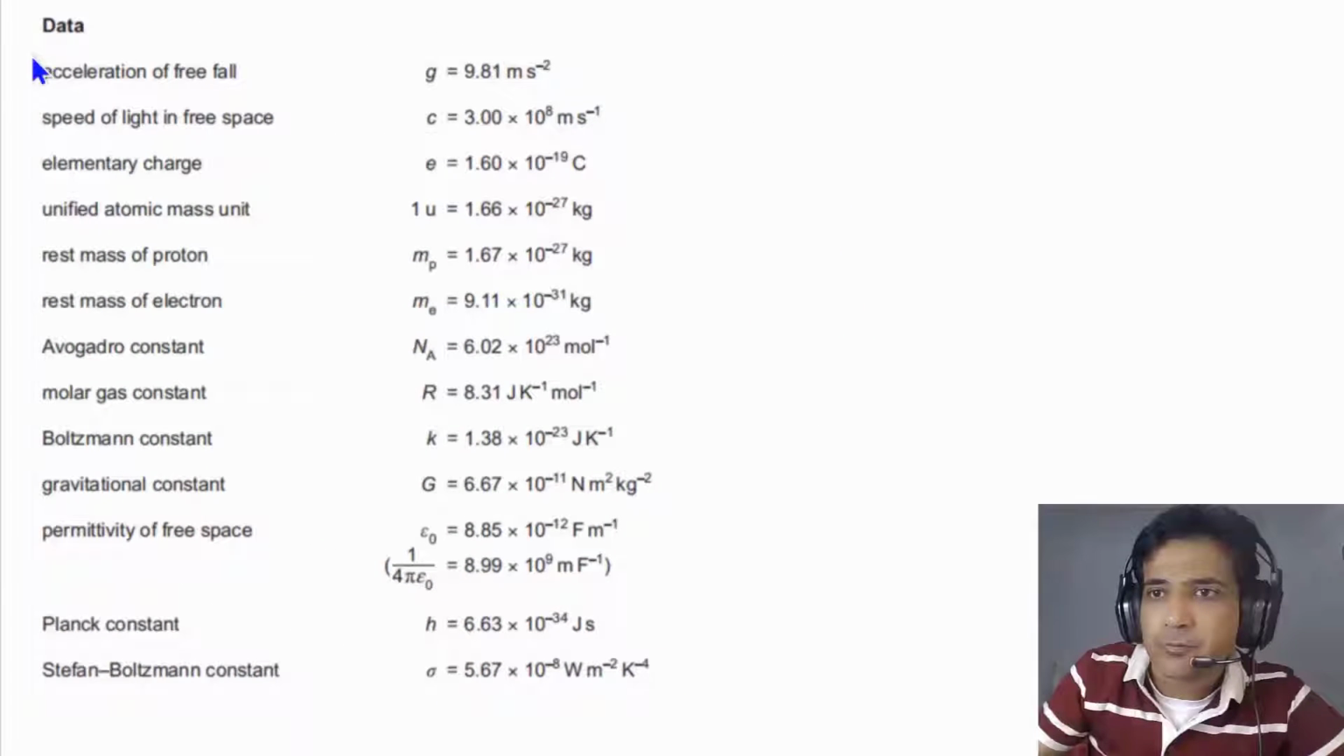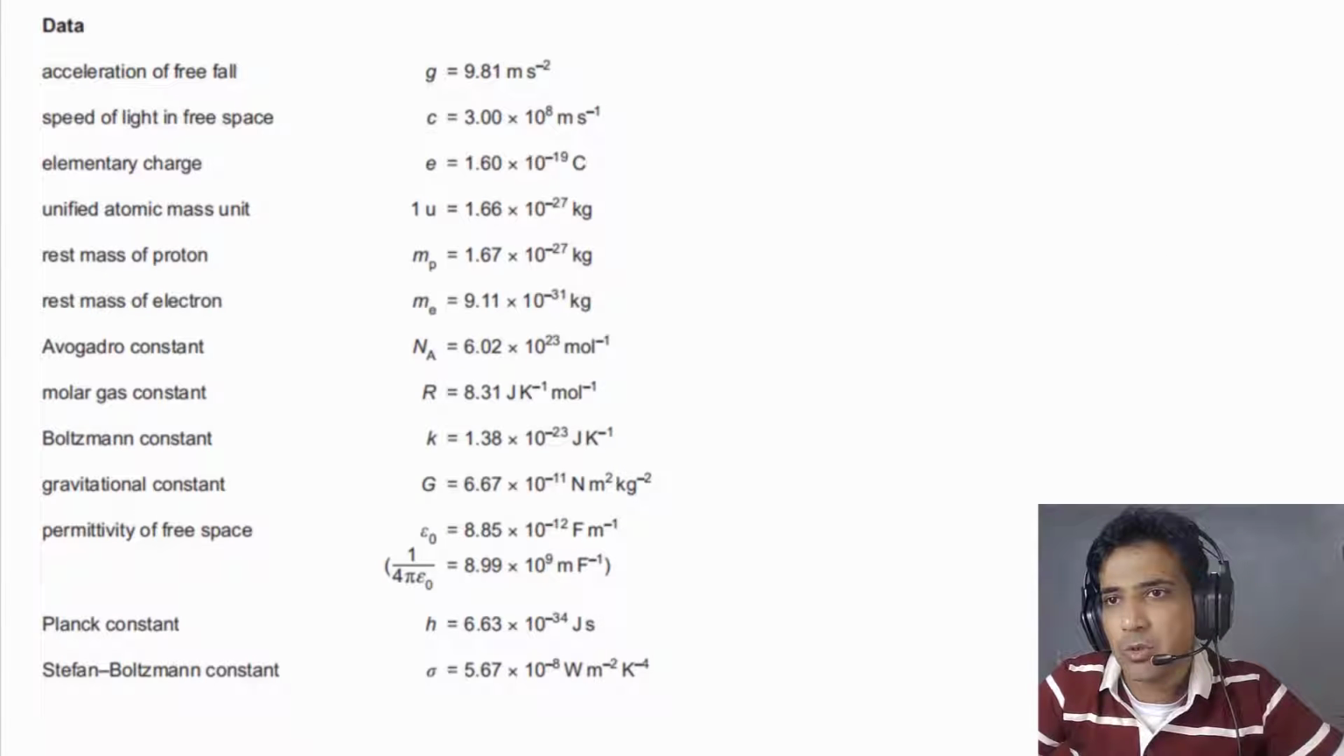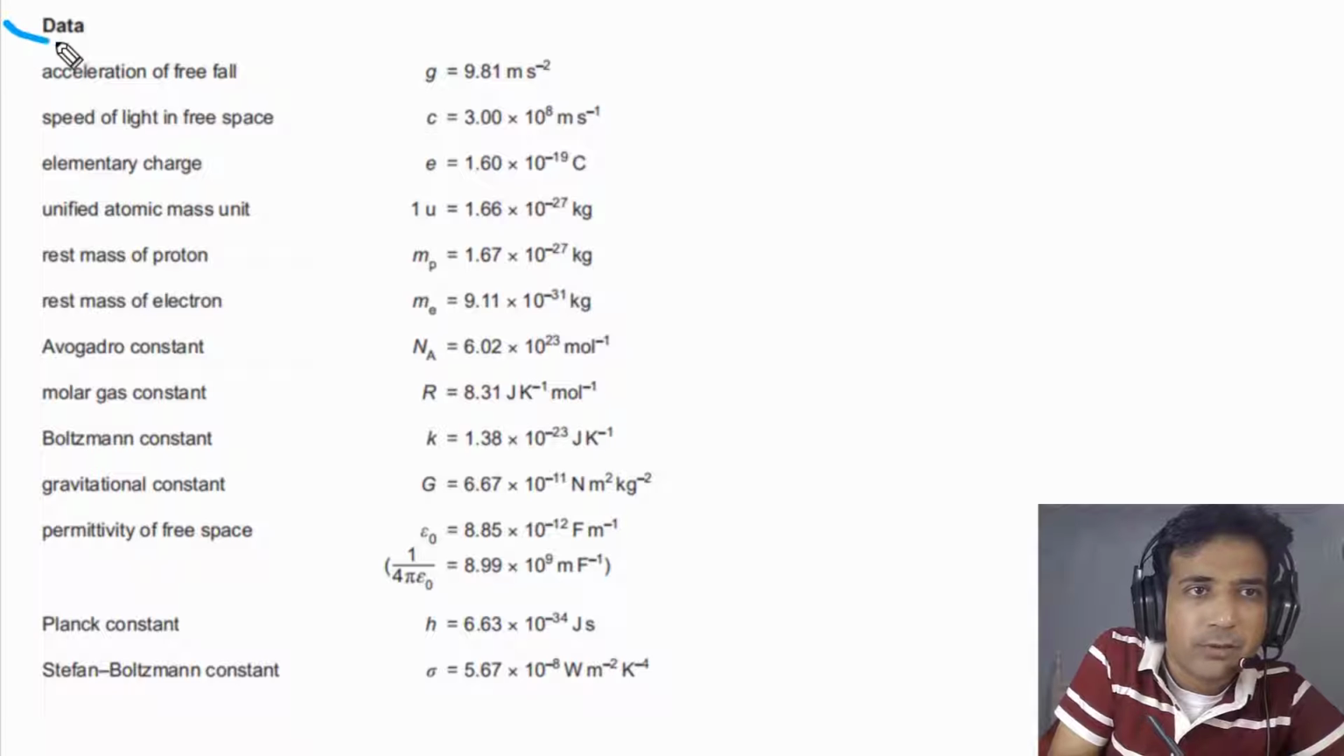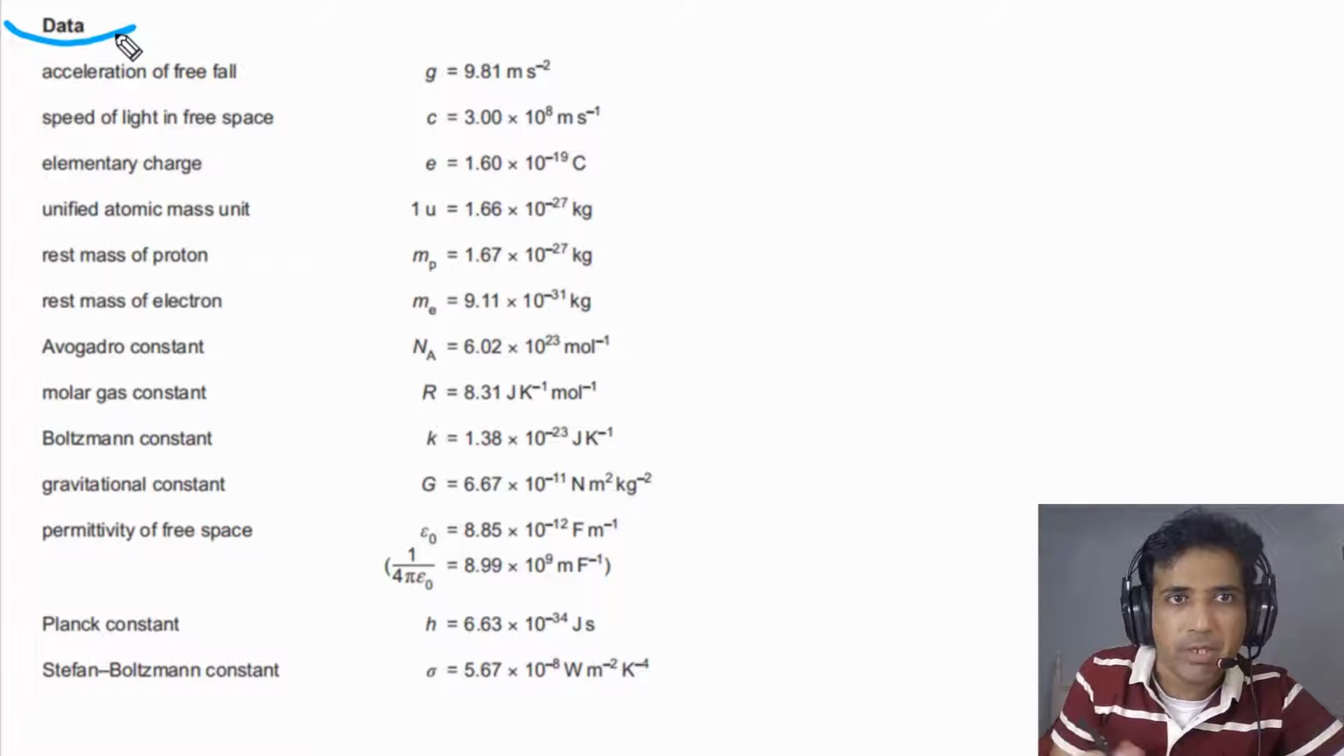On the second page of your exam paper, you can find values of some important constants. So maybe you will need some of them for some calculations in your exam. So here is a list of all important constants. Maybe you will need some of them in your exam.